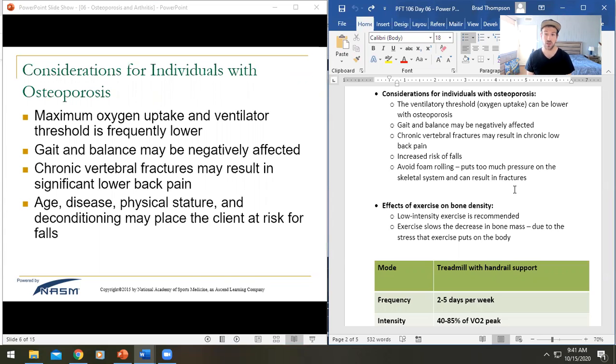Well, you have to remember your skeletal system is where you produce red blood cells and white blood cells, for that matter. Your skeletal system is where you are producing your blood cells, right? And your blood cells are in charge of carrying oxygen throughout the body. So if you have a decrease in those red blood cell counts, you have a decrease in blood volume, and you're going to have a decrease in your ability to carry oxygen. And so you're going to see a lower ventilatory threshold. There's going to be less oxygen uptake.